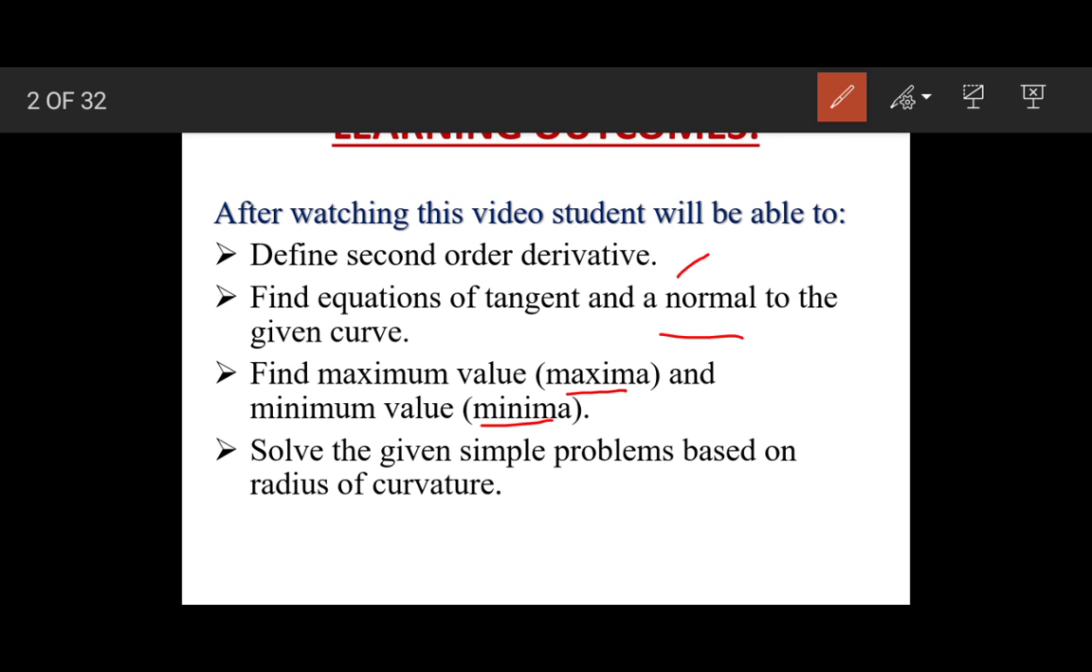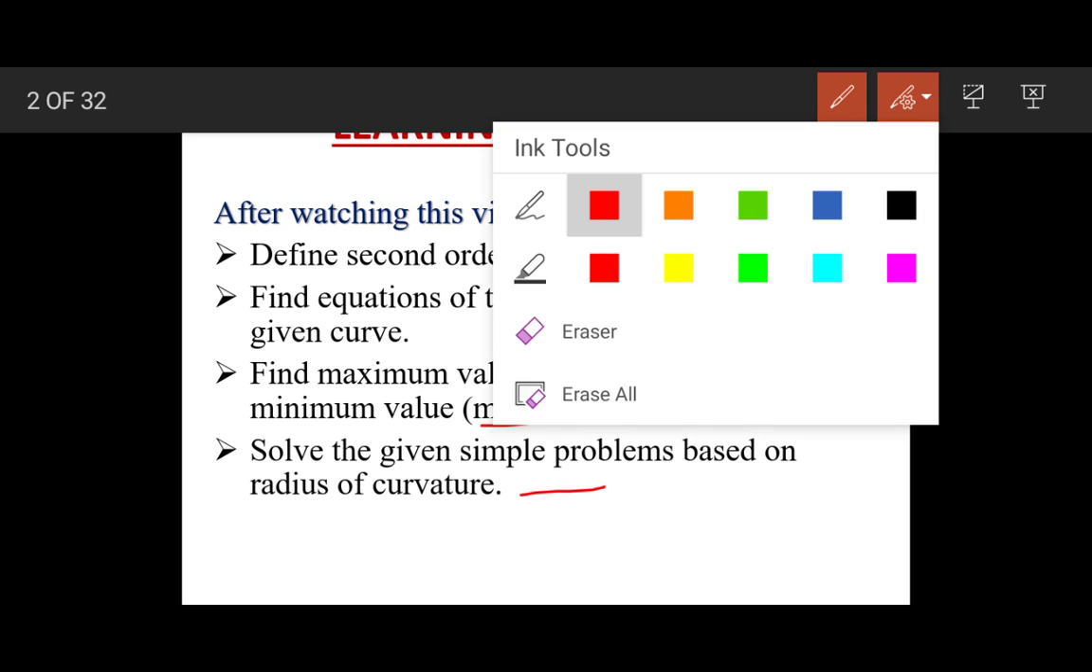Then the next point is you will be able to solve simple problems based on radius of curvature. So after watching this whole video, you will be able to define all these things. So let us start.